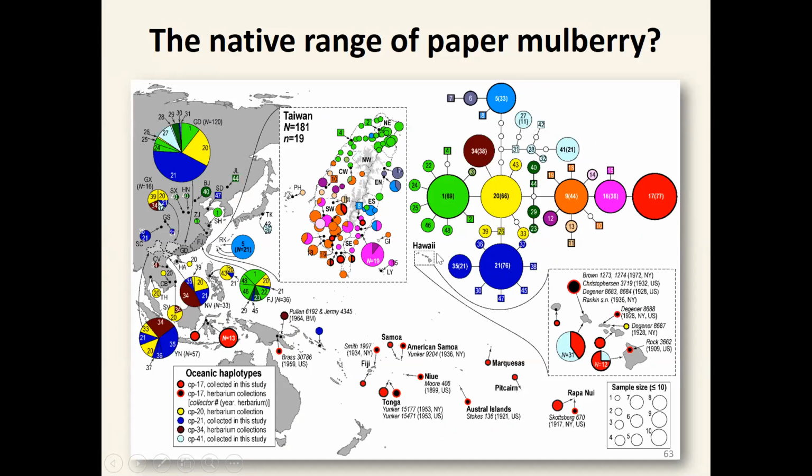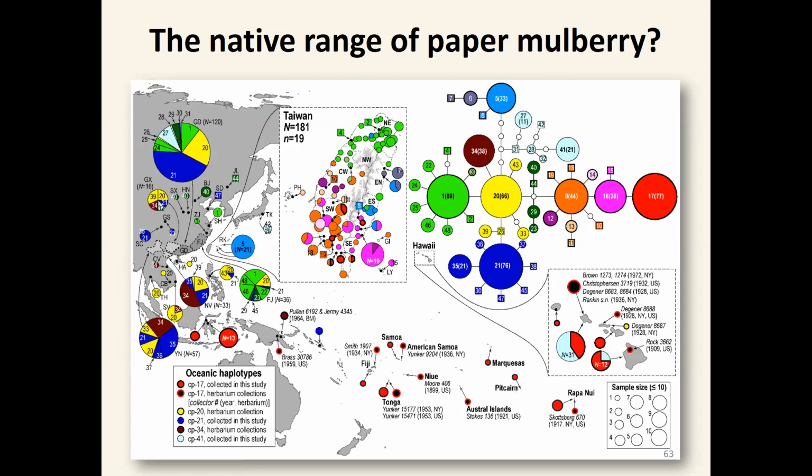And each circle is a different haplotype, and this shows the evolutionary relationship of these haplotypes. This is what we call a haplotype network. As you can see from this network, the East Asian region, including China, Taiwan, and the Philippines, is quite colorful, suggesting this region has a much, much higher genetic diversity.